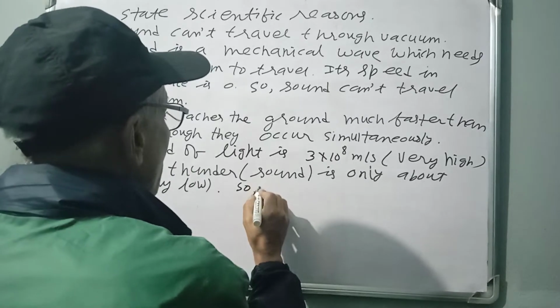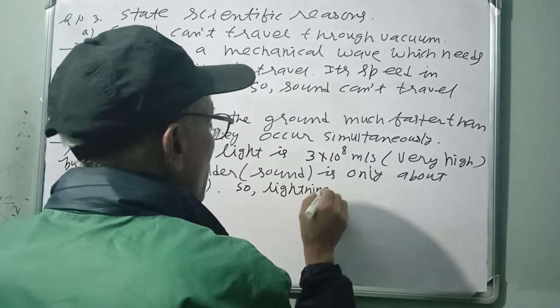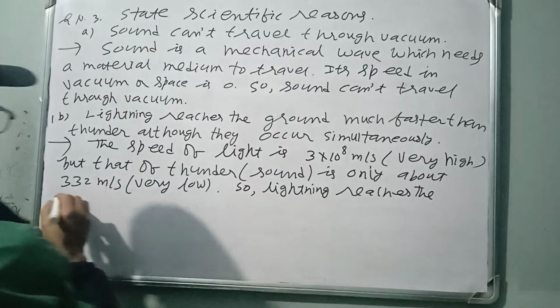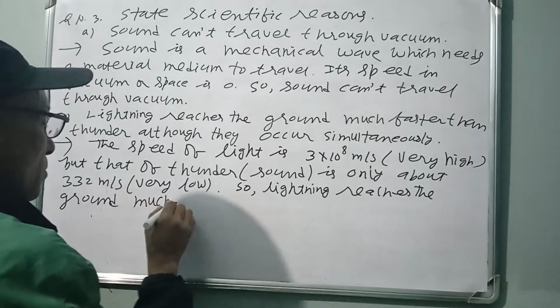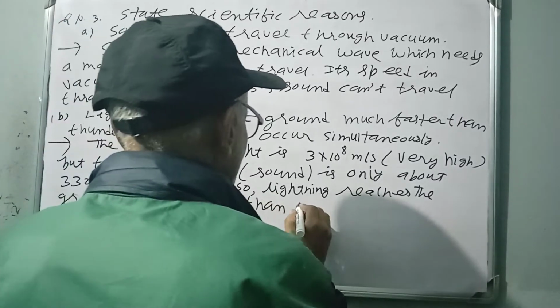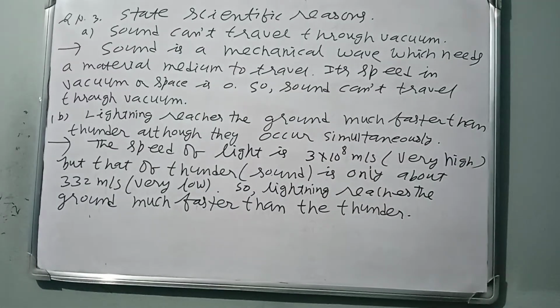So lightning reaches the ground much faster than the thunder. It is due to the very high difference in velocity.